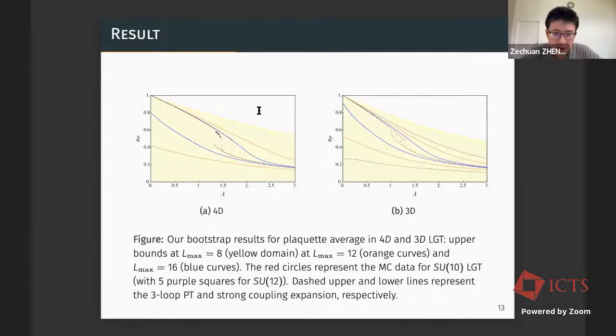Here, the result is the 3D and 4D result. The yellow region, the orange line, and the blue line are the rigorous upper bound and lower bound of the one plaquette average. The dashed line is the perturbation result, both in the weak coupling limit and the strong coupling limit. And the red dots are the Monte Carlo result, and also the purple dots. So you see that especially in 4D, which is most interesting, especially in the weak coupling limit, we already get a very, very precise result. Later I will describe how to get such a result.